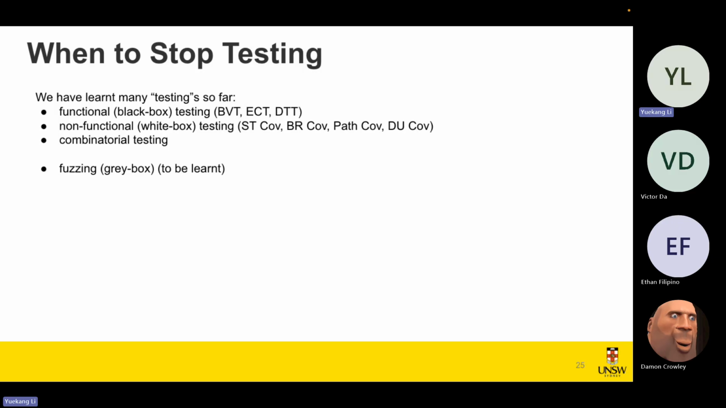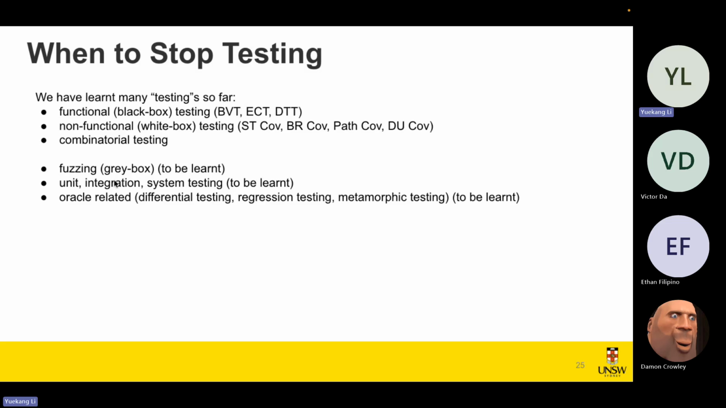And we will learn some gray box. Just now we learned there are some other colors, right? We will learn gray box testing later. And we will learn different levels of testing later. And we will learn different testing oracles. And we will also learn mutation testing, which is testing of testing.